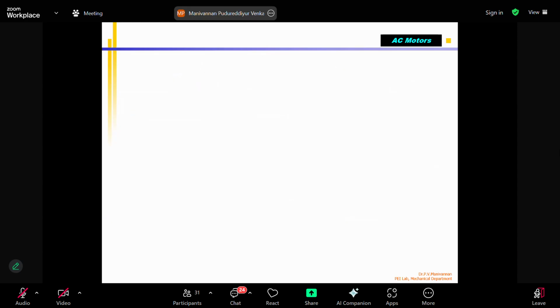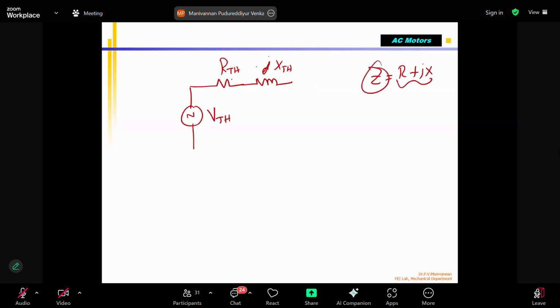Now, finally, the equivalent circuit can be drawn with V Thevenin we found out, which is connected to R Thevenin. This is a coil. This is jX Thevenin. Because please note that Z consists of R plus jX. It is a complex quantity. Z will be divided into two parts. That's why we are showing you two parts. R Thevenin, don't get confused. Z Thevenin equals R Thevenin plus jX Thevenin. So we can find out.